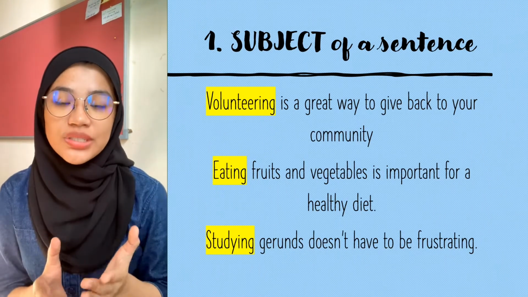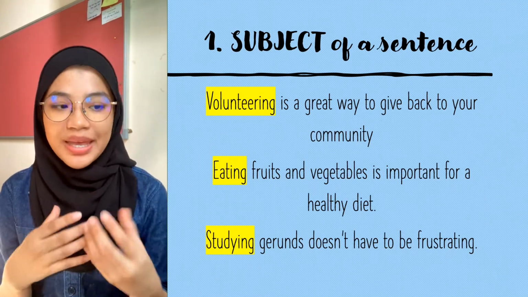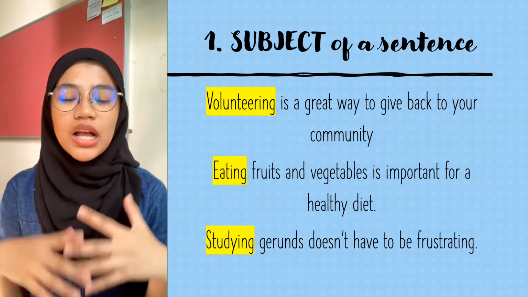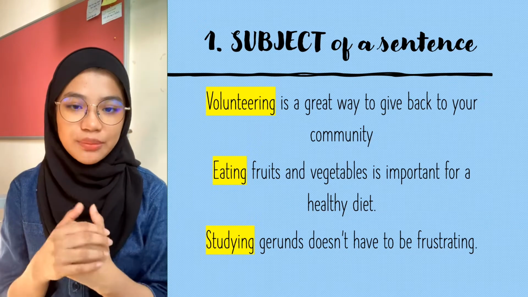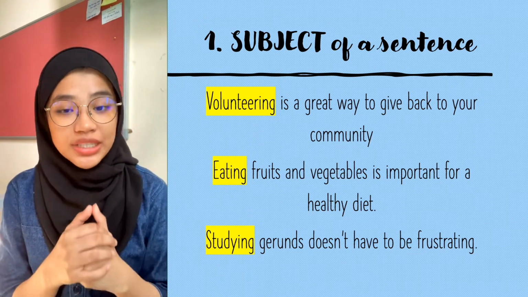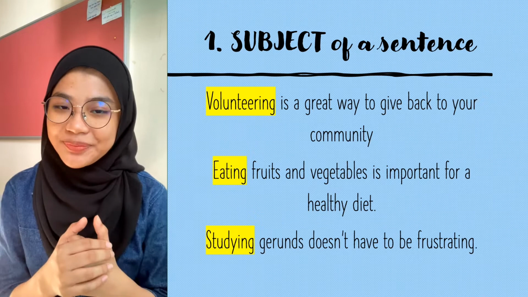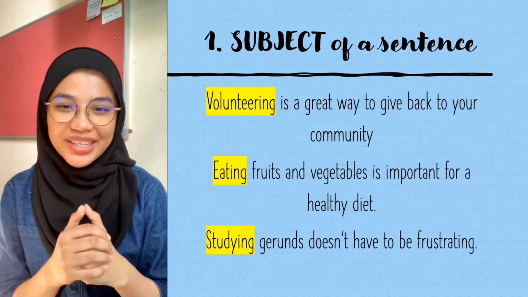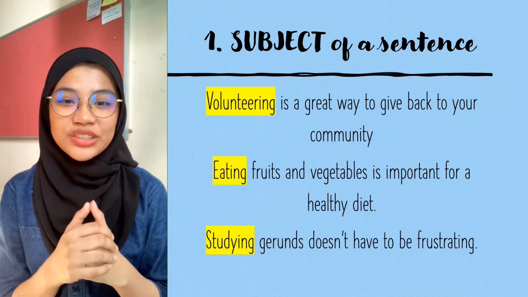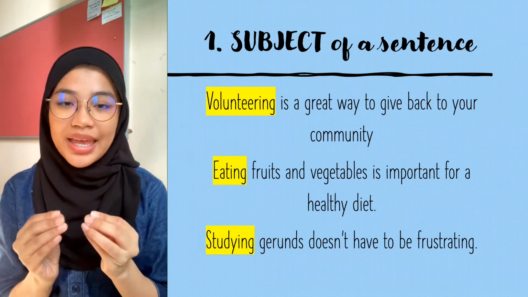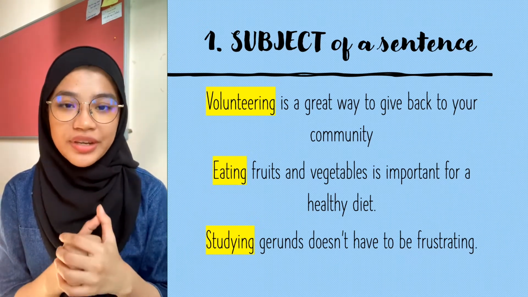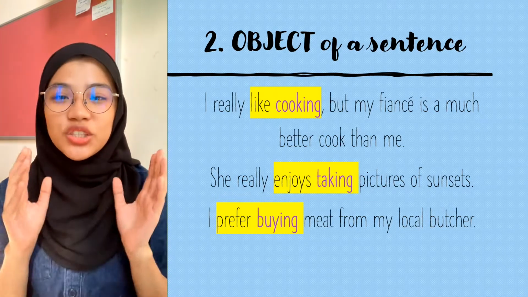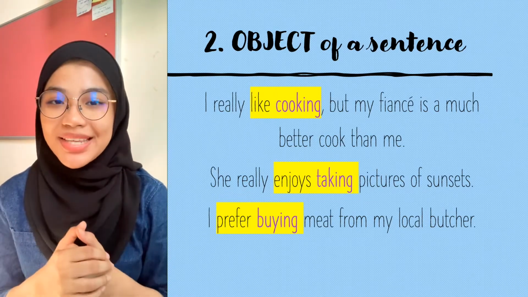Firstly, you can use a gerund when you want to use a verb as the subject of a sentence or a phrase. For example, volunteering is a good way to give back to your community. Eating fruits and vegetables is important for a healthy diet. Studying gerunds doesn't have to be frustrating. Alright, so that is how you use a verb as the subject of a sentence or phrase, to use it as a gerund.